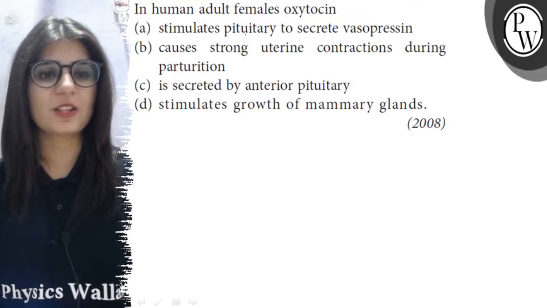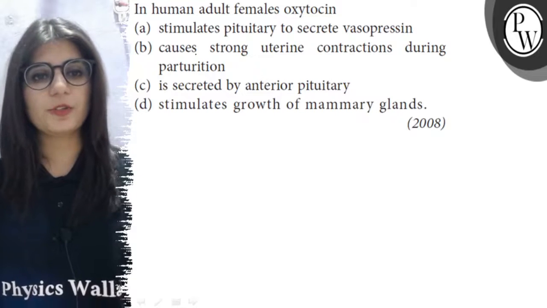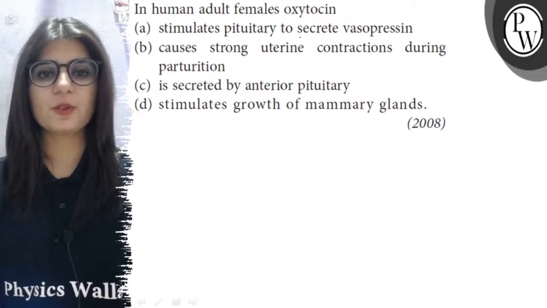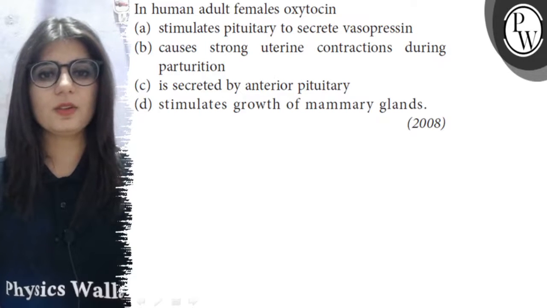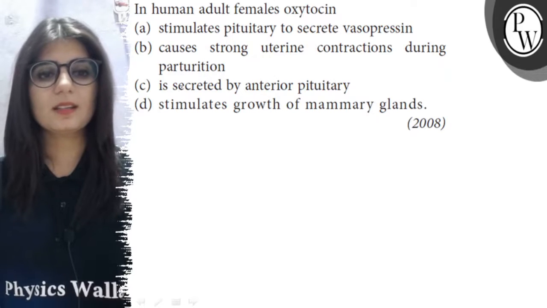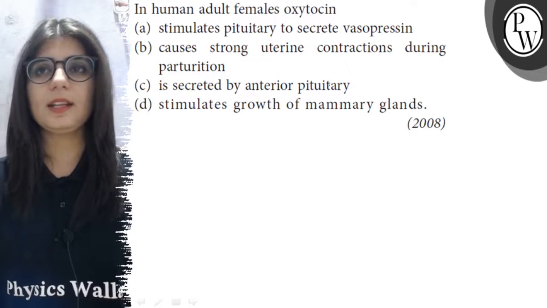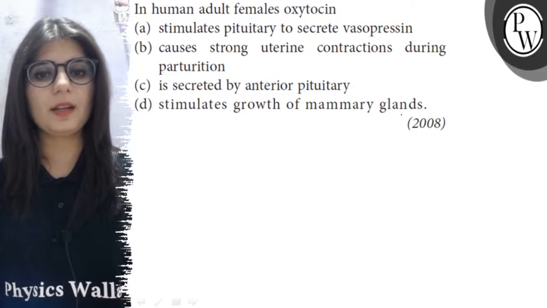बच्चों, let's see the question. In human adult females, oxytocin, and the options are: A. Stimulates pituitary to secrete vasopressin. B option is causes strong uterine contraction during parturition. Option C is it's secreted by anterior pituitary, and option D is stimulates growth of mammary glands.